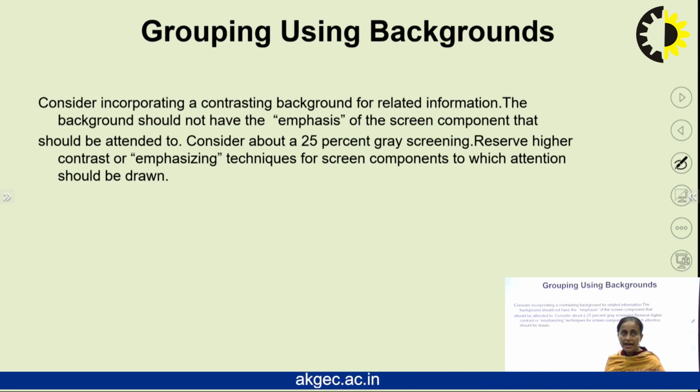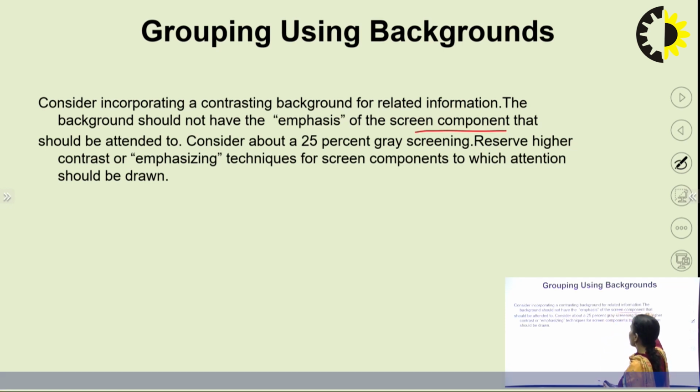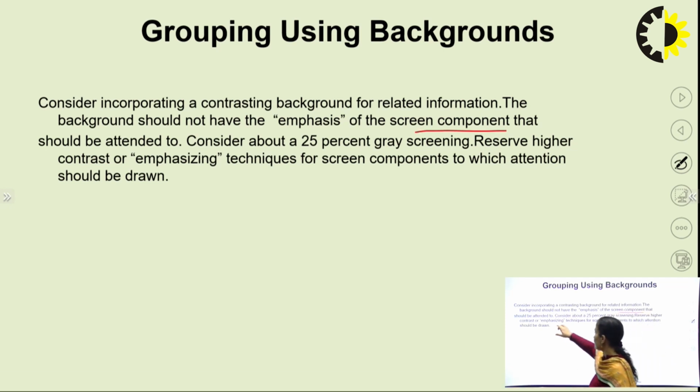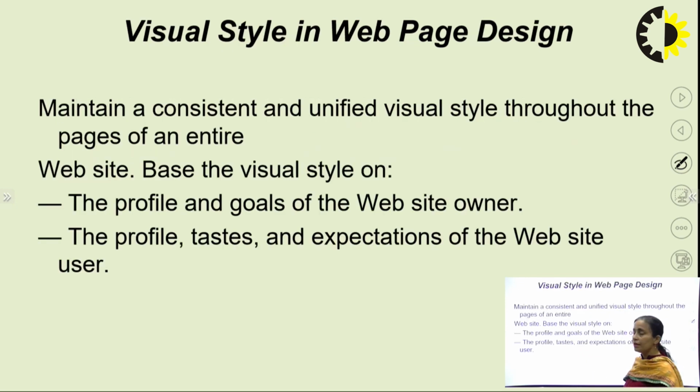Then grouping using background. When we are considering a contrast background for related information, the background should not put emphasis on the screen components that should be attended. In general, a 25% gray screening is taken into consideration, and we reserve the high contrast or emphasizing techniques for screen components to which attention should be drawn.